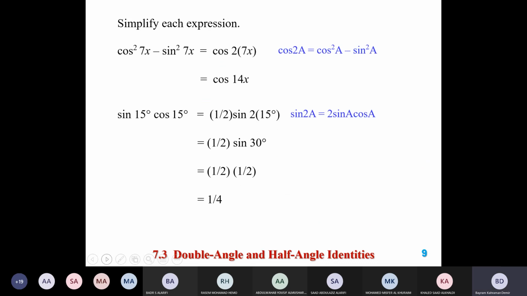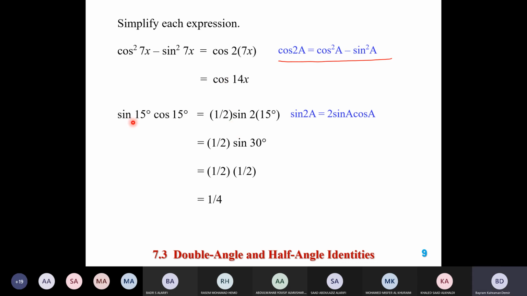Yeah, it is a practice of this cosine of 2 theta formula, everybody. If you see cosine square of A minus sine square of A, you just need to remember, it is a 2 times A formula, right? 2 times A, whatever here is 2 times A. So here we have 7x, so we should have 2 times 7x, yani cosine of 14x equals cosine square 7x minus sine square 7x.